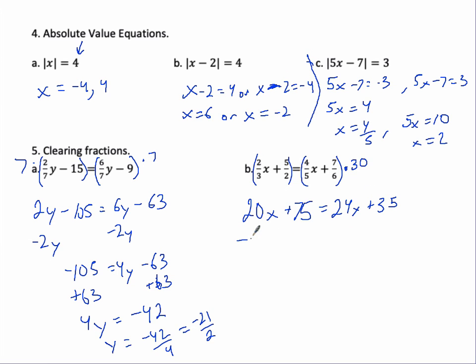So let's subtract 20x from both sides. We get 4x equals 75, so x equals 75 over 4.